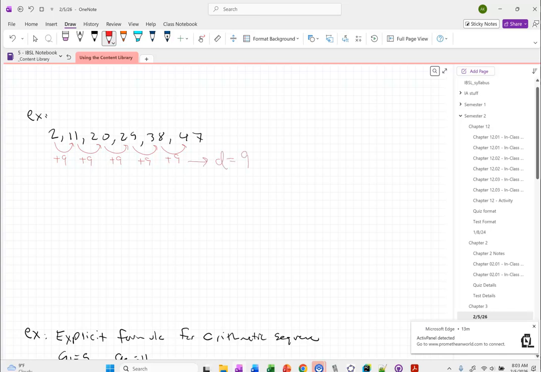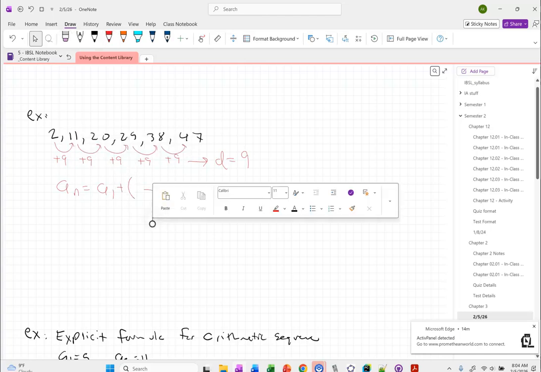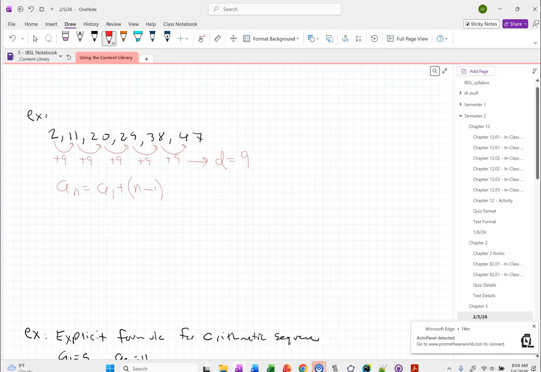We also found D. That number that we've repeatedly added or subtracted to get to the next term, that is our common difference. Everybody okay? So if I want to do an explicit formula, here's my formula. I'm going to fill in. What's my first term?